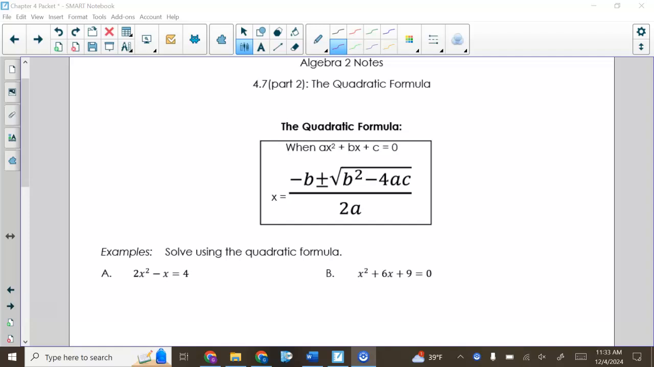Algebra 2, 4.7, Part 2 notes, the quadratic formula. This is similar to yesterday's lesson, but the answers will not always simplify to be integers or fractions.